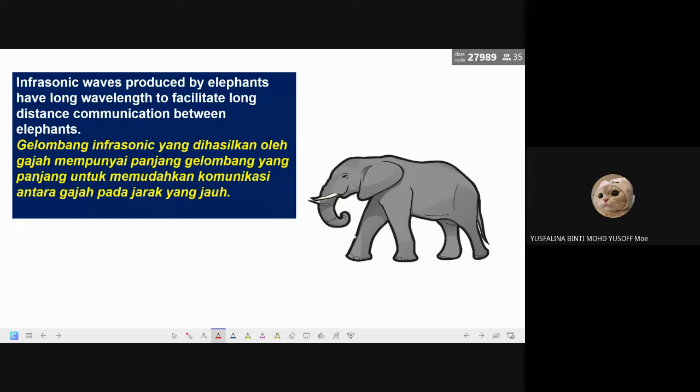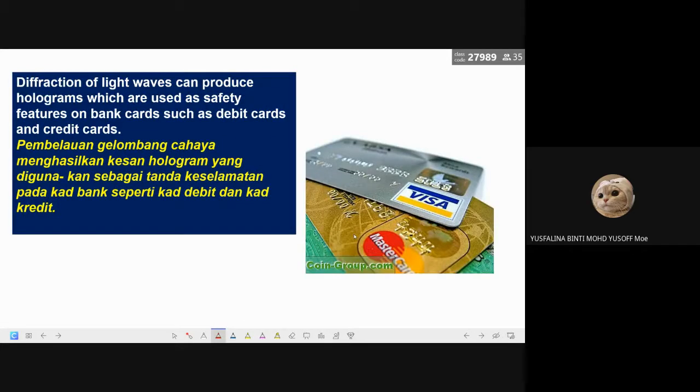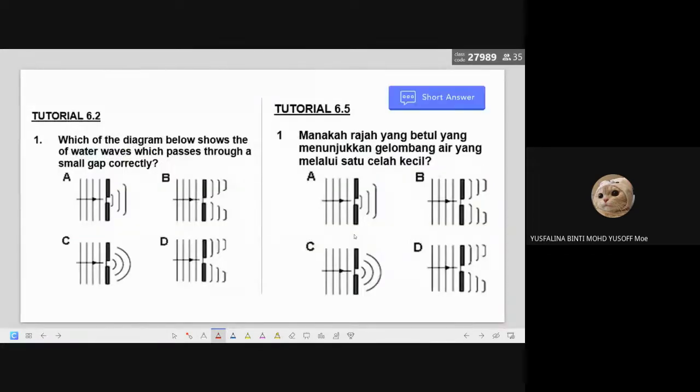Another one is the diffraction of light. This can produce the hologram which is used as a safety feature on bank cards such as debit and credit cards. So this also uses the diffraction of light. We have already finished the diffraction of light. Now I want you to answer the questions.